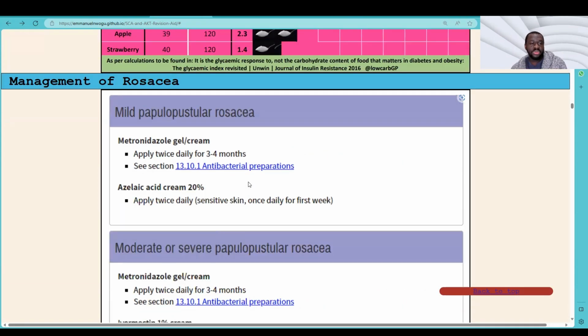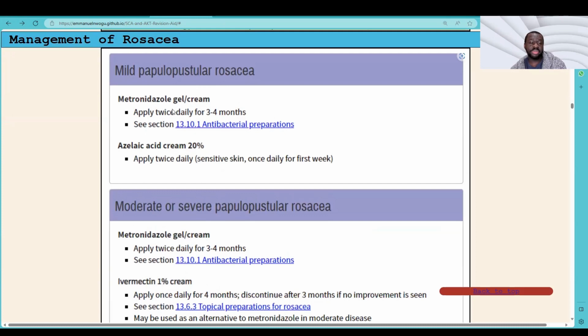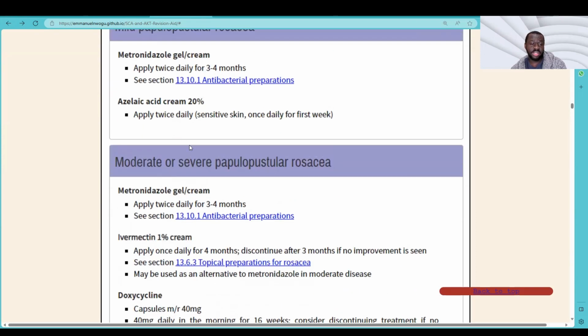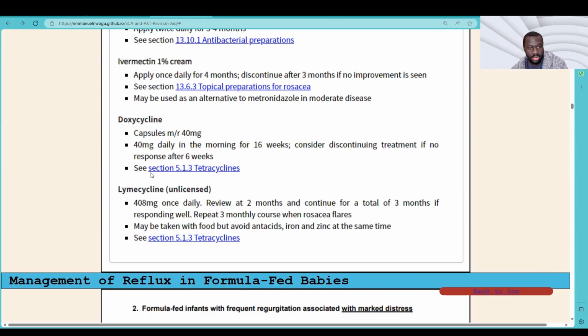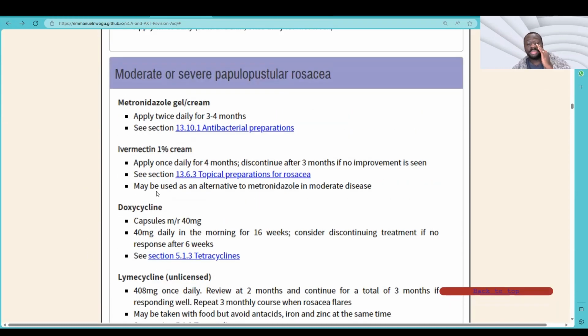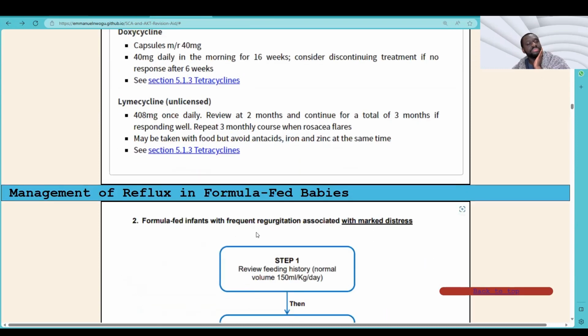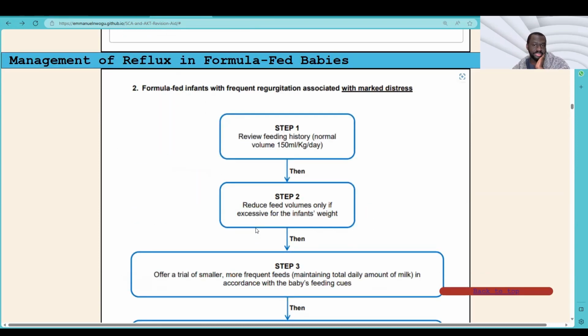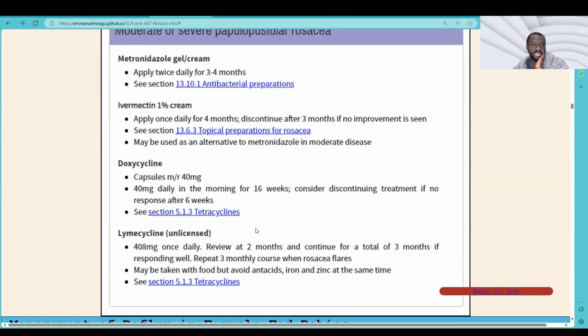Typically it was a moisturizing gel or a cream that could be used, and there's also the doxycycline and lymecycline, or even ivermectin cream. Okay. It's good to know.